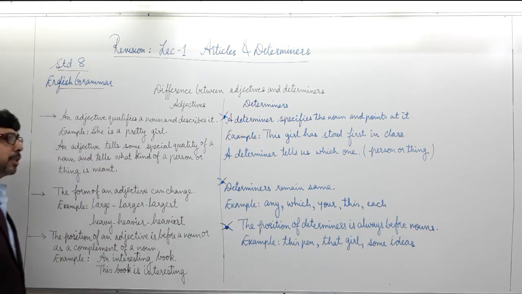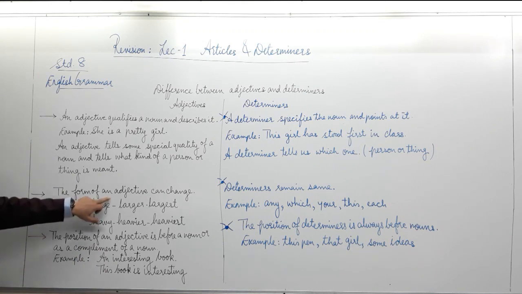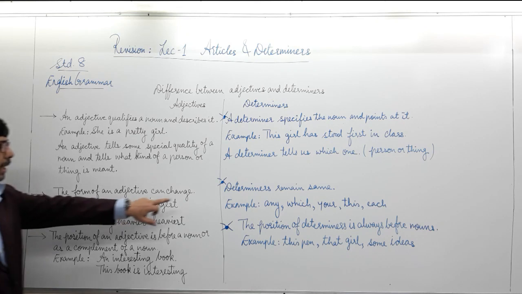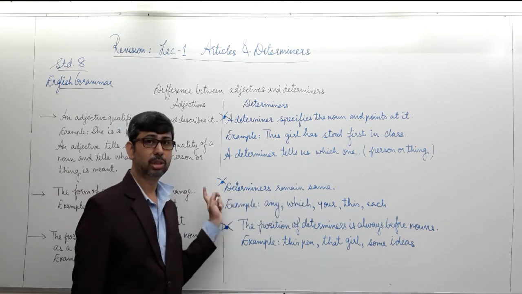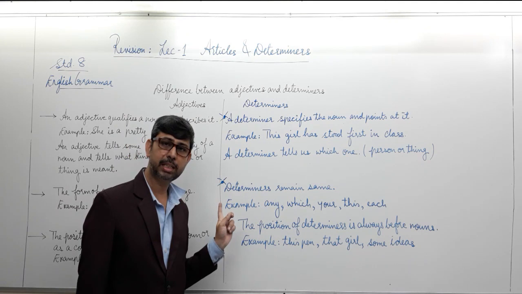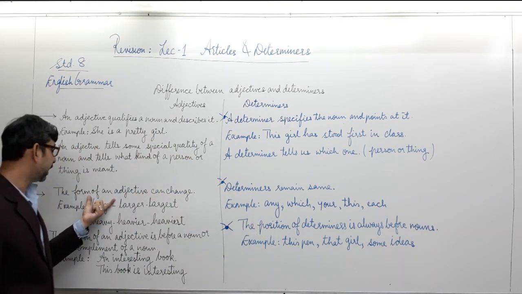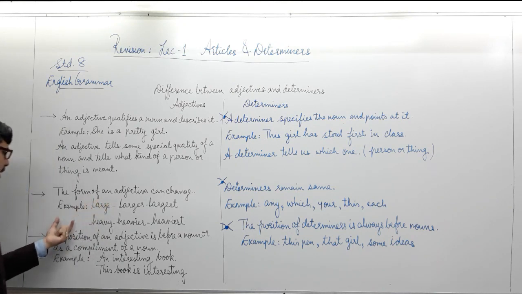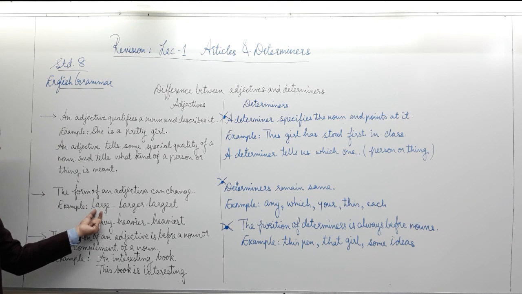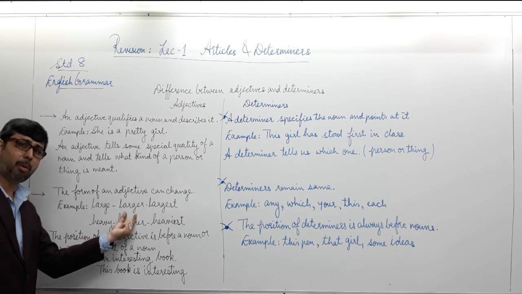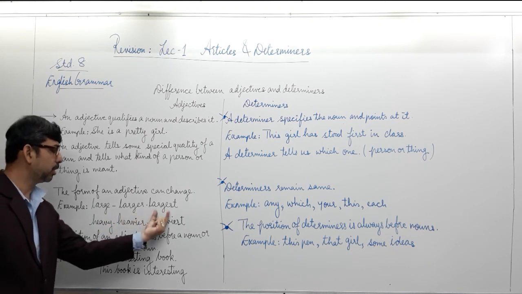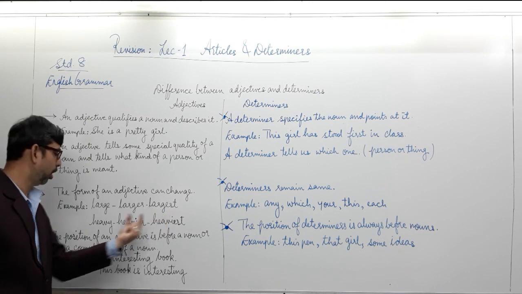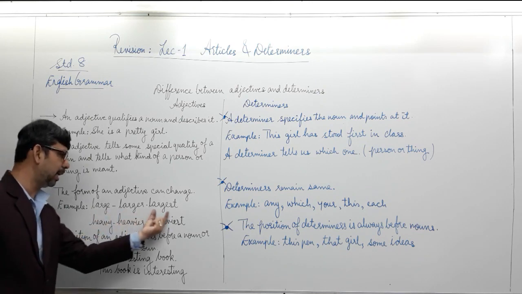Let us see the next point of difference between an adjective and a determiner. The form of an adjective can change, whereas determiners remain the same. This is the second point of difference between an adjective and a determiner: adjectives have the ability of changing their form. As you can see in the example, large is the positive form or the base form, you can say. It can change to its comparative form as larger and further into its superlative degree form, that is largest. So we can change large into larger and largest.